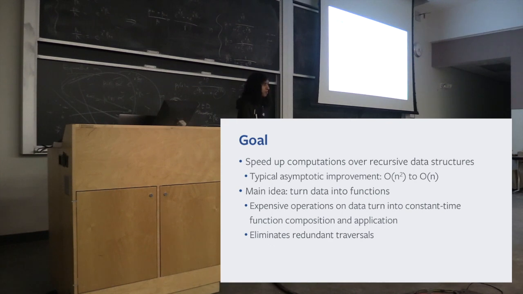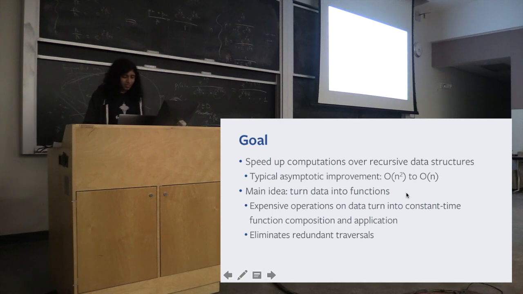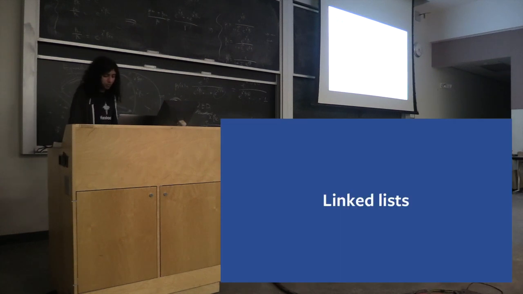And so I'm going to talk about a cool technique that will allow you to write those suboptimal algorithms, add one word to your code, and then have it magically become linear time instead of quadratic or whatever. It's a bit of a spoiler, but the main idea here is I'm going to turn data into functions and then show you how expensive computations over data become constant time operations if you're just manipulating functions.